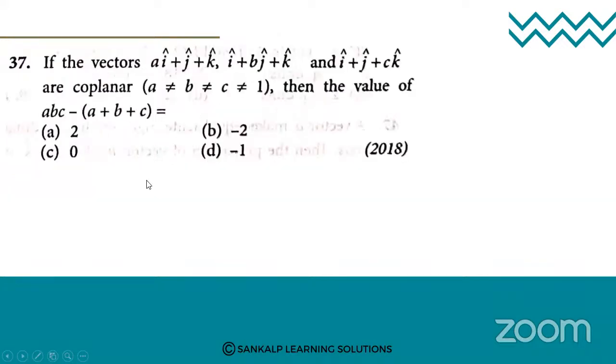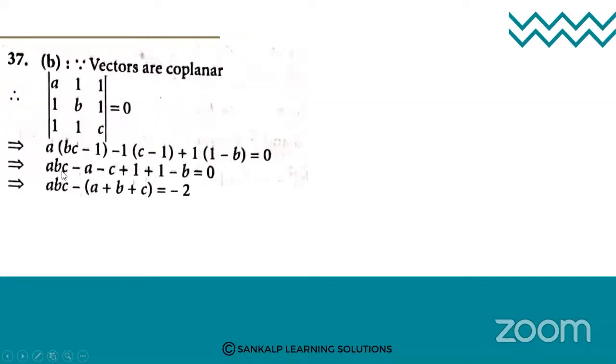Take the components. Components of the first vector are a, 1, 1. Components of the second vector are 1, b, 1, and the third vector is 1, 1, c. So when we substitute and simplify, we get the condition. Expand the determinant: we get a into (bc minus 1), minus 1 into (c minus 1), plus 1 into (1 minus b). On simplifying, we get a plus abc minus, taking the sign common, a plus b plus c.